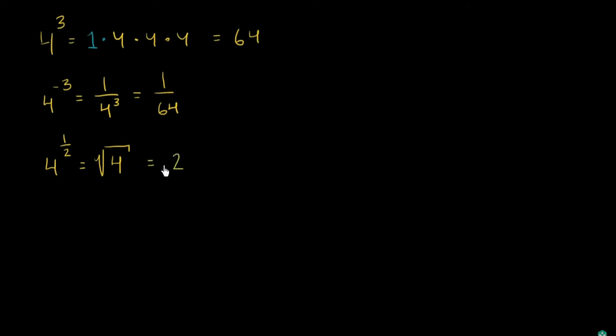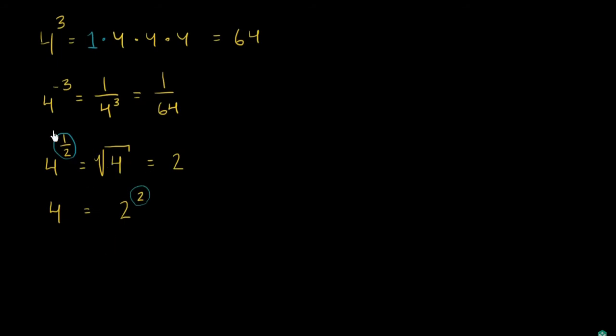And just to get a sense of why this starts to work out, well, remember, we could have also written that 4 is equal to 2 squared. So you're starting to see something interesting. 4 to the 1/2 is equal to 2. 2 squared is equal to 4.